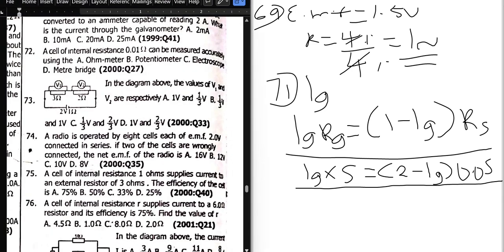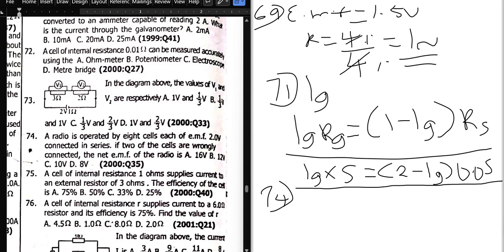All right, let's go. 74. 74 says a radio is operated by eight cells, each of EMF 2.0 volts, connected in series. If two of the cells are wrongly connected, the net EMF of the radio is what? So what voltage will the radio be giving now? They say two are wrongly connected.